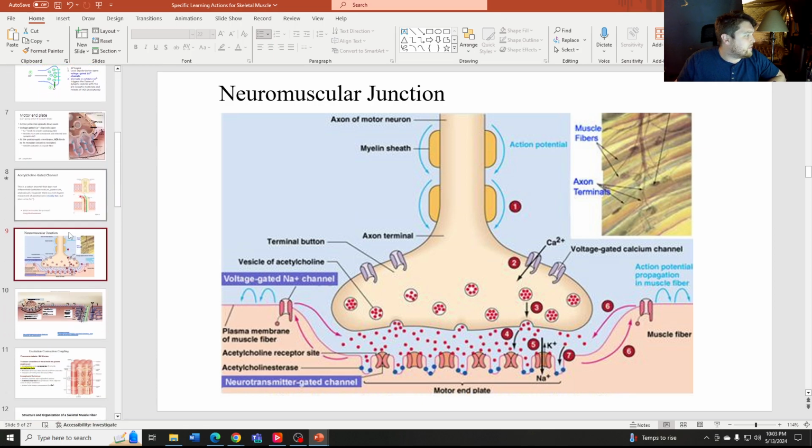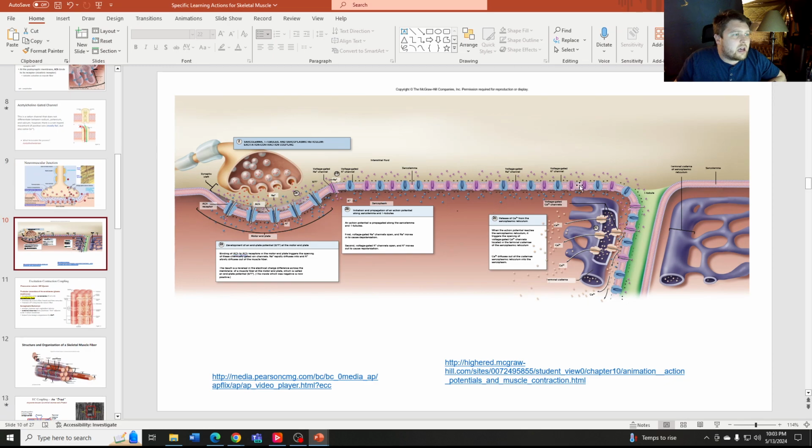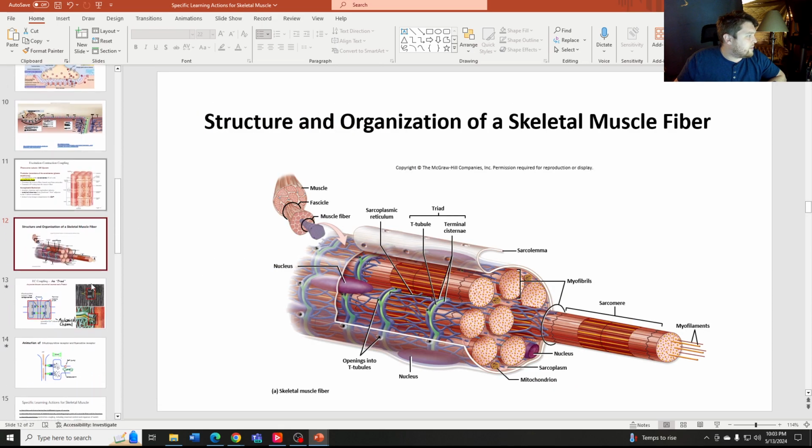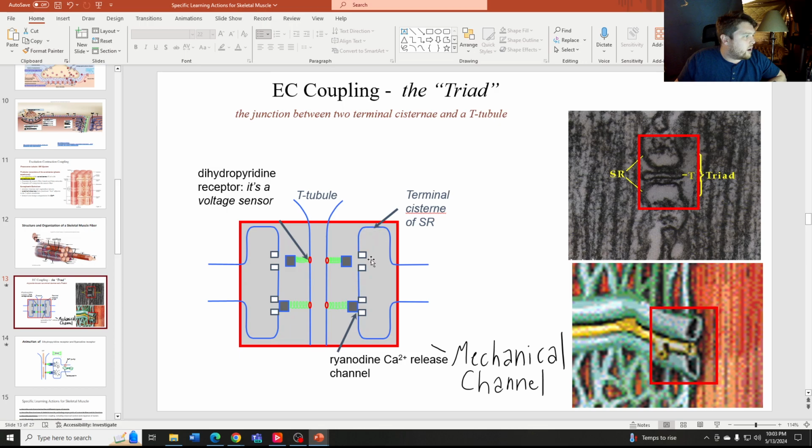It's going to travel along the sarcolemma until it reaches the T tubules, and it's going to go inside of the muscles through the T tubules. On either side of those T tubules, there are terminal cisternae. We call that the triad. And the terminal cisternae have on them, connecting them to the T tubules, the DHP receptors, the dihydropyridine receptors, as well as the ryanodine calcium release channels.